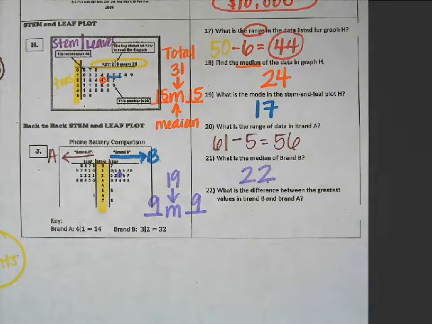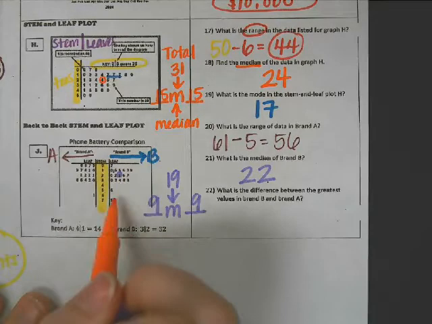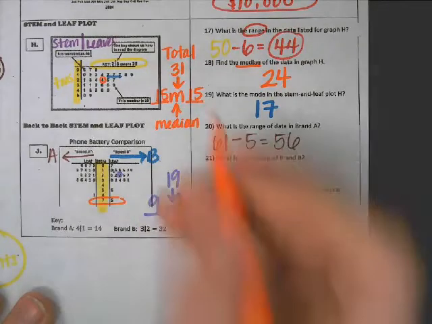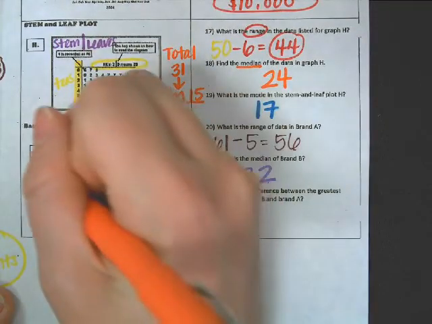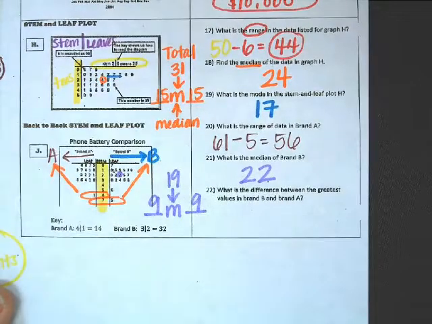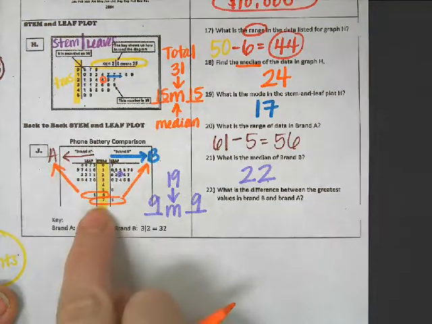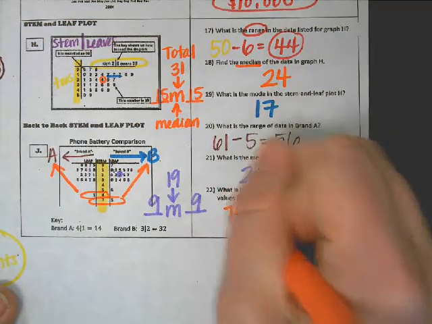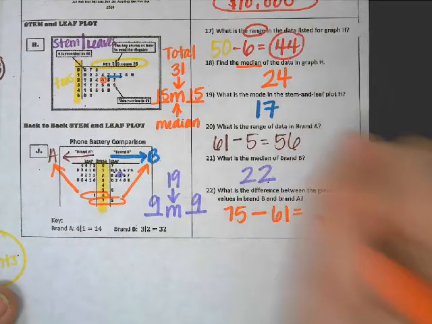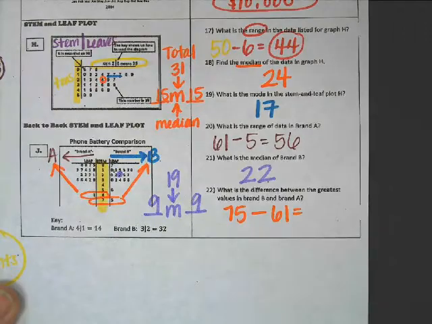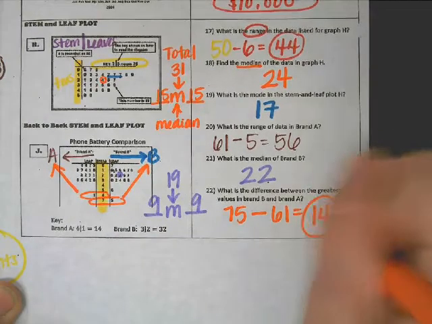Our last question, 22, says, what is the difference between the greatest value of brand B and brand A? If you'll notice, here is my biggest number for brand B, where this is my biggest number for brand A. Let's compare the two. For brand B, the number is 75, and for brand A, the number is 61. 75 minus 61 is a total of 14.